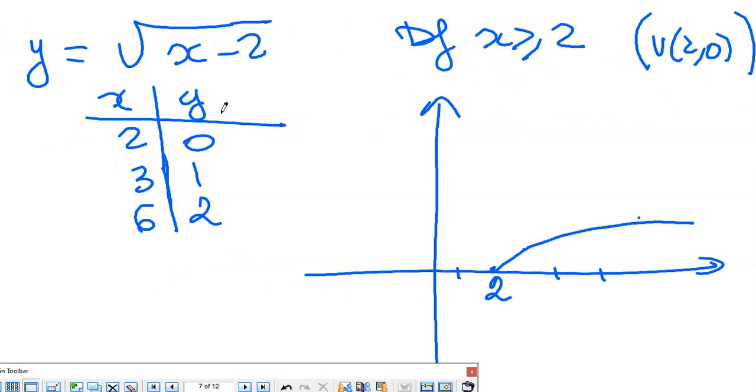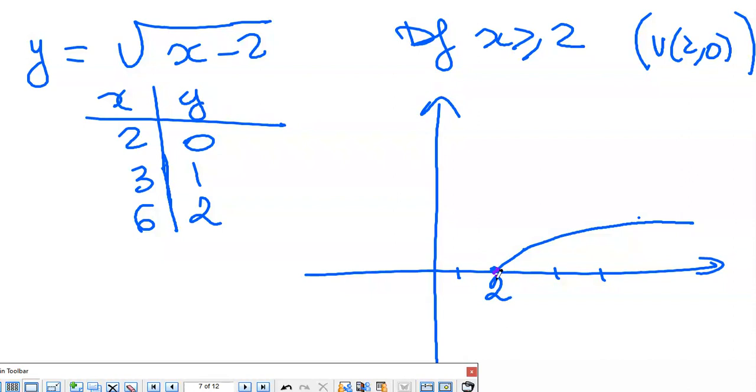Let's do another one. Radical x minus 2. What is my domain of definition? X minus 2 bigger or equal than 0, x bigger or equal than 2. It means I will start from 2. Here, how do we find the vertex? It's exactly like the quadratic. X minus h plus k outside. So the vertex is 2, 0.